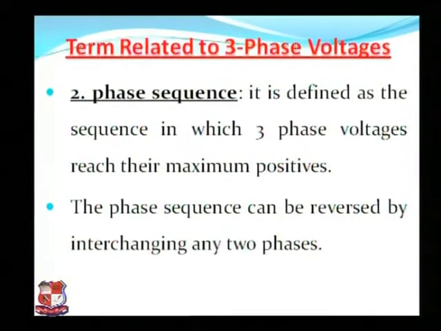So the phase sequence can be reversed by interchanging any two phases. If you change the voltages applied to any two phases, then the peak value of that particular phase's voltage may change between the voltages.